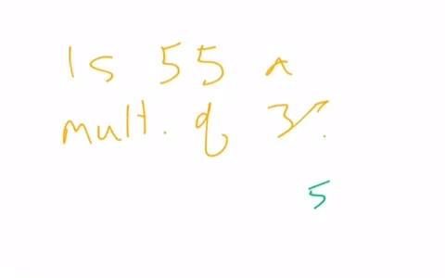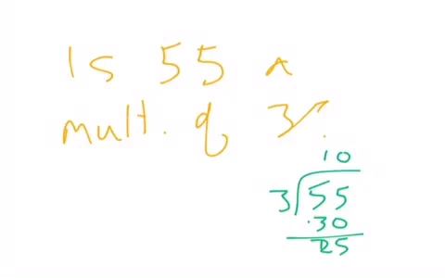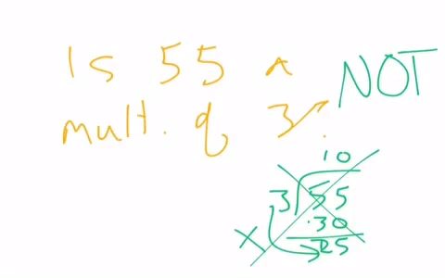So if I just do a quick scratch division problem here, 3, of course, will go into 5 one time, and we'll end up with 25 left. And of course, 3 will not go into 25 because of the math facts. It will go into 27, or it would go into 24, but it would not go into 25. So this would not work. So therefore, 55 is not a multiple of 3.